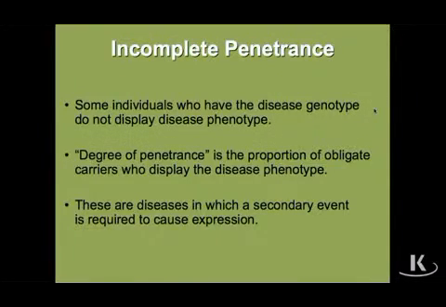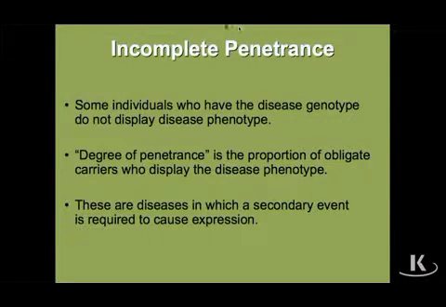Another complication is incomplete penetrance. On your screen it says, some individuals who have the disease genotype do not display the disease phenotype. What this means is, for certain diseases, when you are analyzing a pedigree or working with a family in the clinic, there are sometimes when you will be able to identify a particular person who you know has the mutation. That is, you know that this particular person has the genotype that says that he or she is supposed to have the disease, but that person will be completely normal. The person will have no symptoms whatsoever. That would be an example of incomplete penetrance.